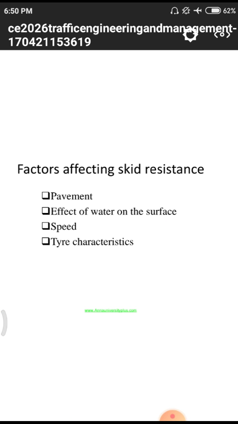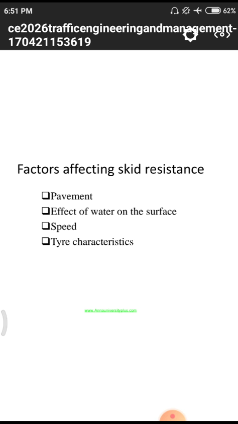What are the factors mainly affecting skidding? First major thing is the pavement. If the pavement is rough, automatically the vehicle will stop. If the pavement is smooth, the vehicle will have less friction, and there may be some amount of skidding.